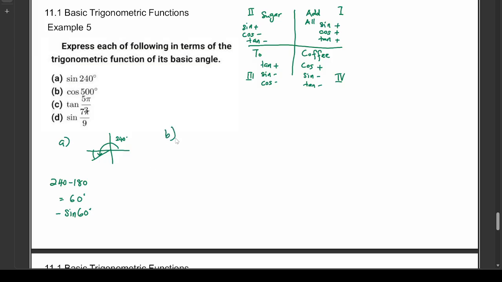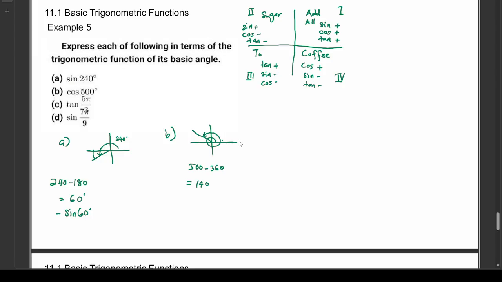Okay, so similarly, we can look at B, put the axis, 500. So one circle is 360, so we can minus off one round, giving us 140. This is basically from here to about less than 180. So it made one round. On the second round, it hits the terminal side here in quadrant 2. So this is about 140.